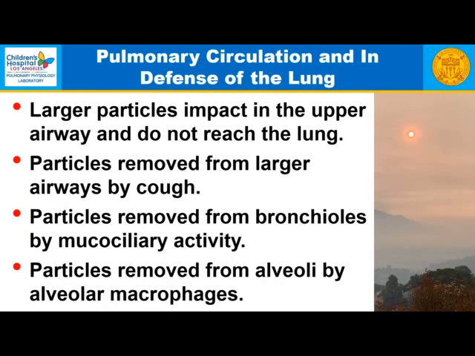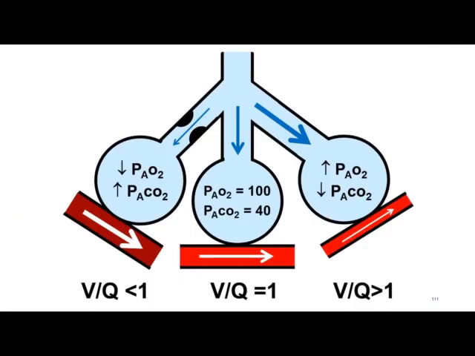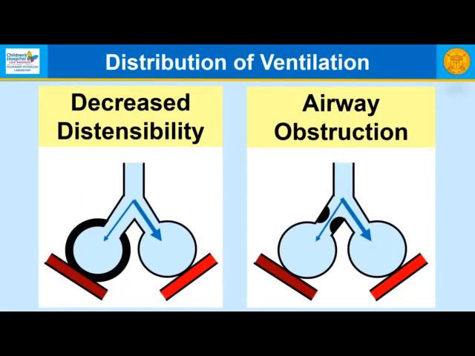We also learned larger particles that are inhaled are trapped in the upper airway and do not reach the lung. Particles are removed from large airways by cough, particles are removed from bronchioles by mucociliary activity, and particles are removed from alveoli by alveolar macrophages. So, to this point in time, we've talked about gas exchange, which is determined primarily by VQ, as you know, and two aspects of lung function that determine the distribution of ventilation.